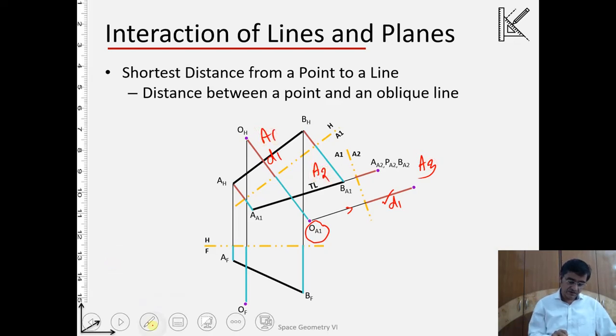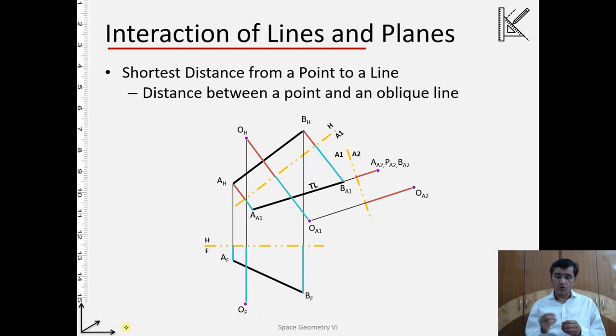We understand this. Alright, once this is the case, what we wanted, both the things are available with us. We join these, okay, and this is the true length. This is the true length, or this is the shortest distance between the line and the point O.